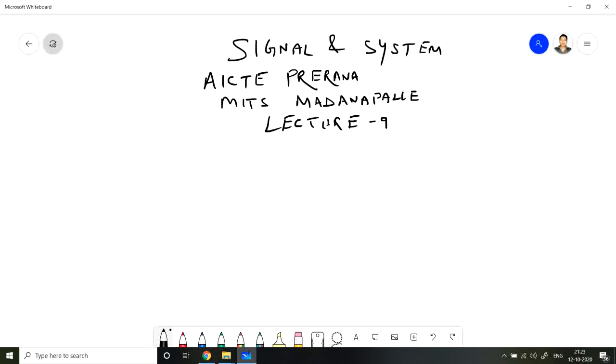So in last class we have solved some numerical problems. So today we will continue that. So let us solve this problem related to continuous time LTI system.